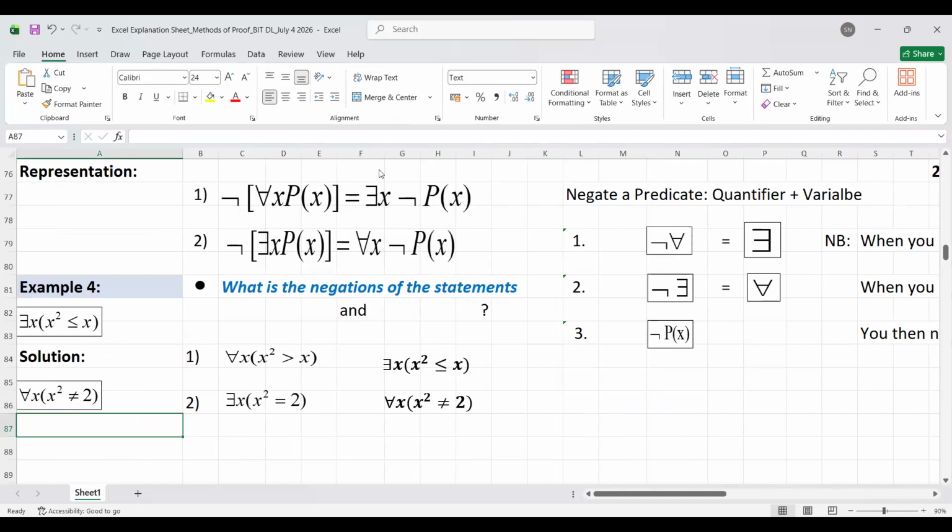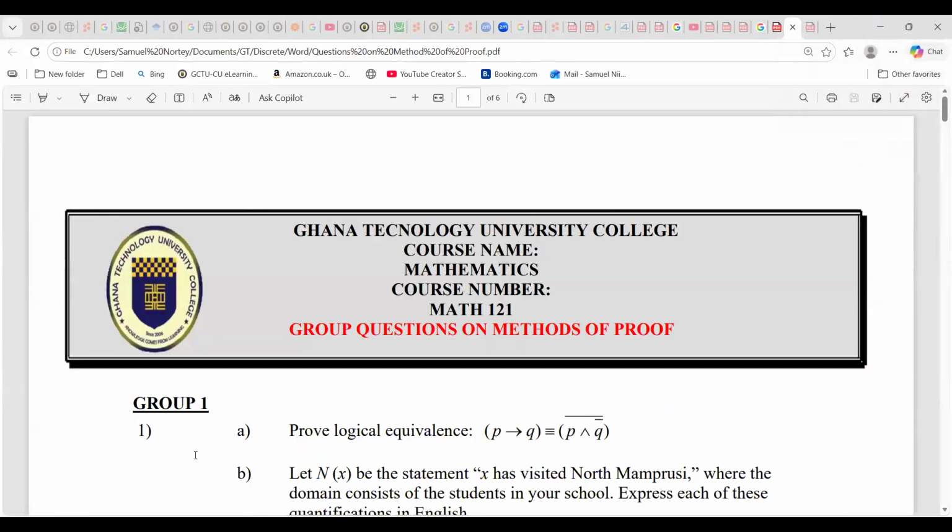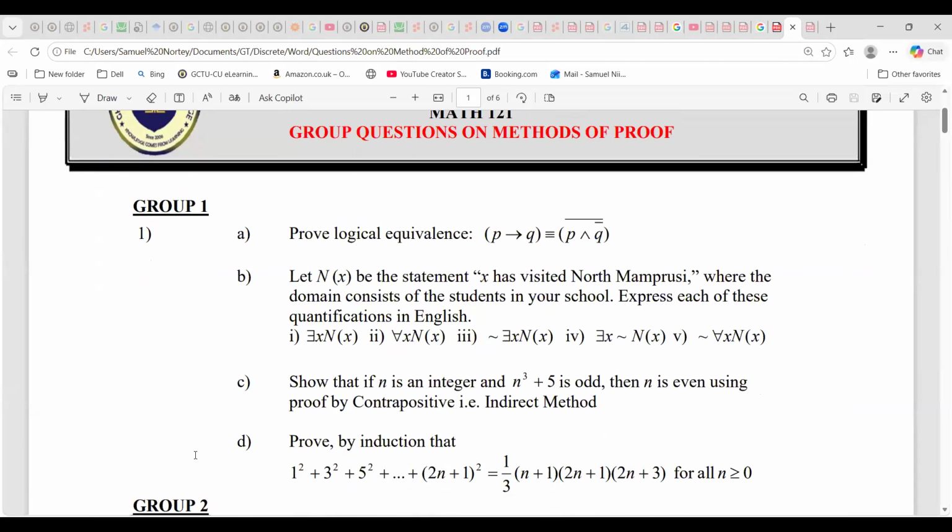The rest is to try your hands on the questions I gave. If you go on the LMS, the questions that I asked under predicate statements are things like this. Groups 1 to 4, yours are translating from English to symbols or symbols to English. For example, here you've been given N of x represents x has visited North Mamprusi, where x stands for students in your school. So x is a student who has visited North Mamprusi. That is N of x. You want to translate there exists x, N of x into English. So who can try this one?